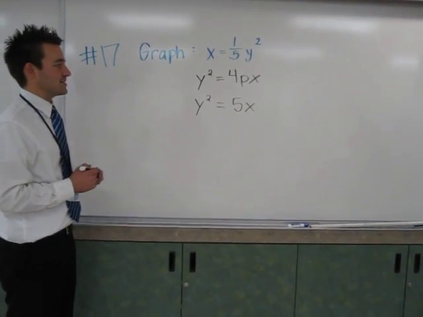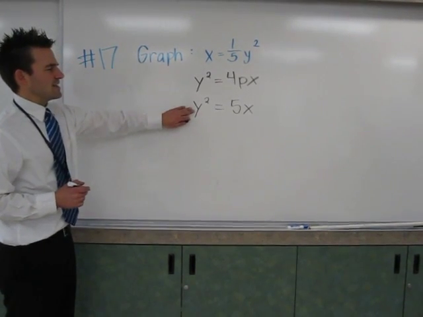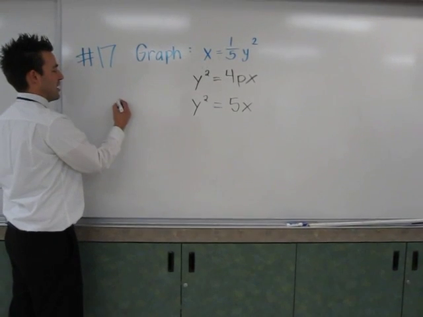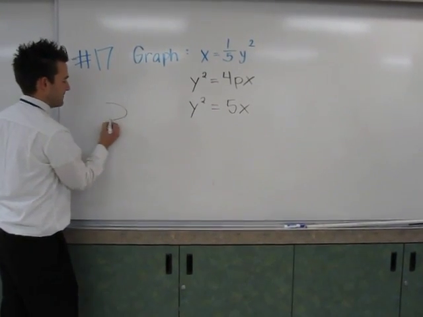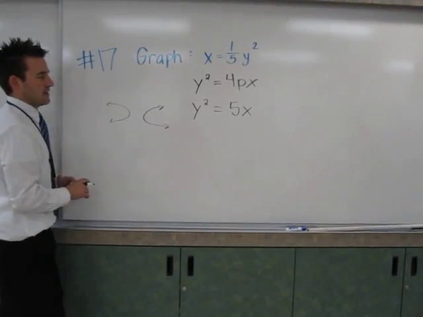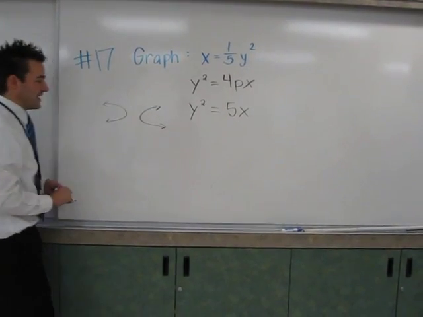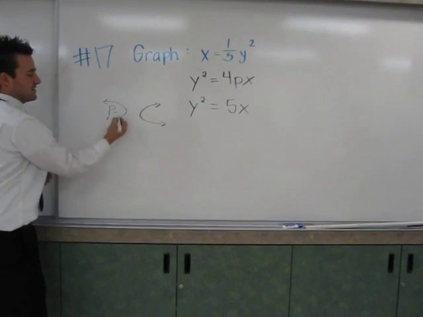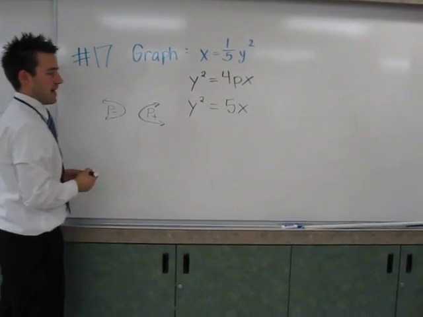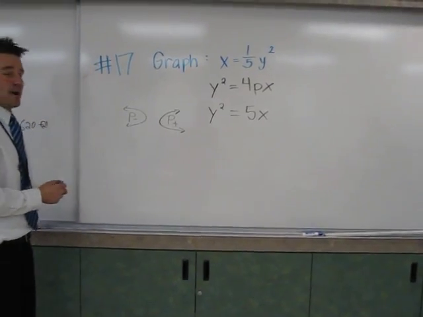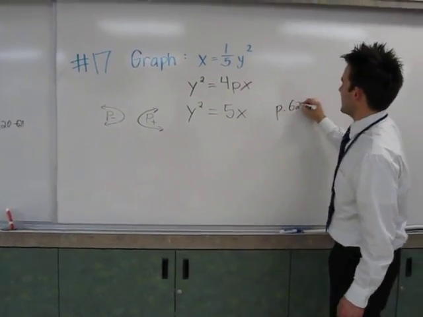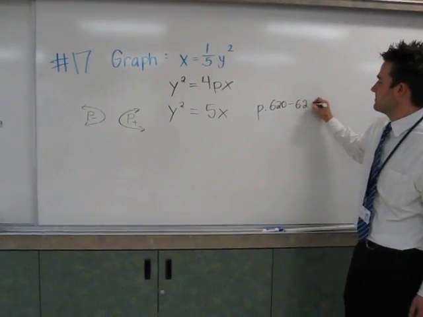and your directrix. Finally, because this is a y squared and not an x squared parabola, we know it's going to either open left or right. If the value of p is negative, it's going to open left. If the value of p is positive, it's going to open right. If you need more help on this problem, check out pages 620 through 621.